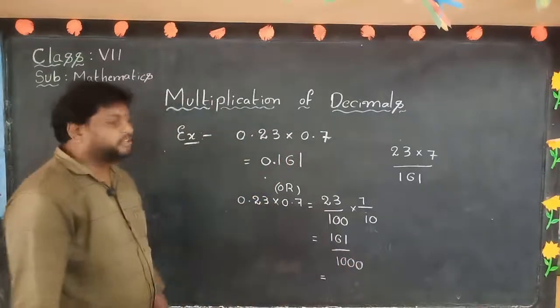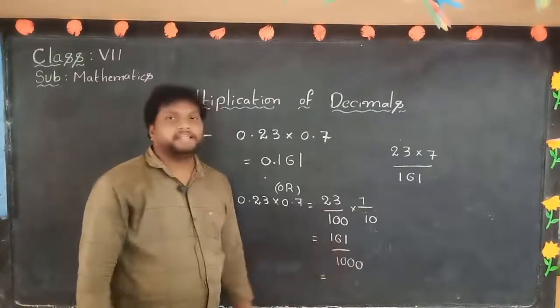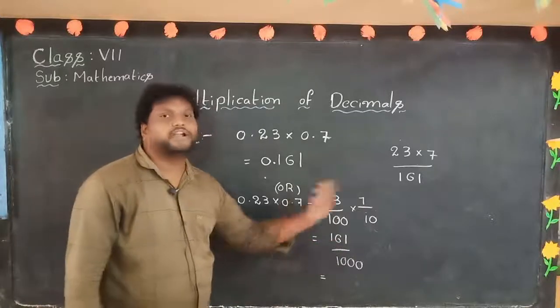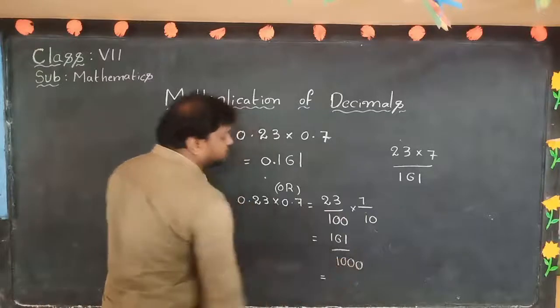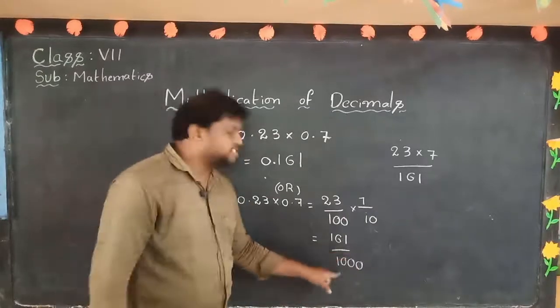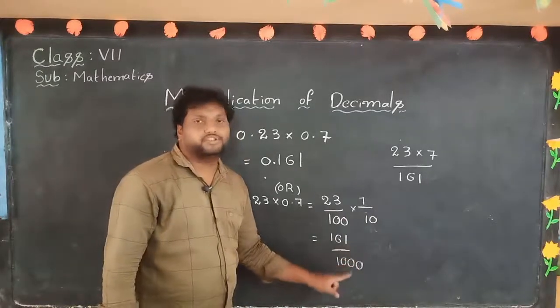100 into 10 is nothing but 1000. Then 161 by 1000 is the fraction. Now again we have to convert it into a decimal. Just count how many zeros are in the denominator.